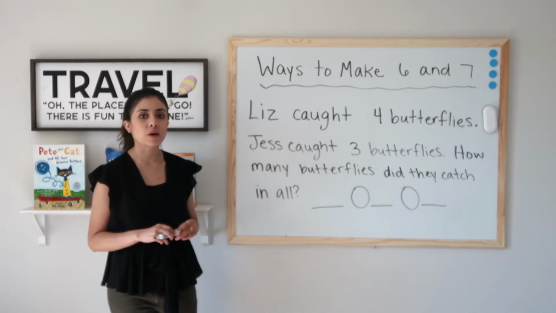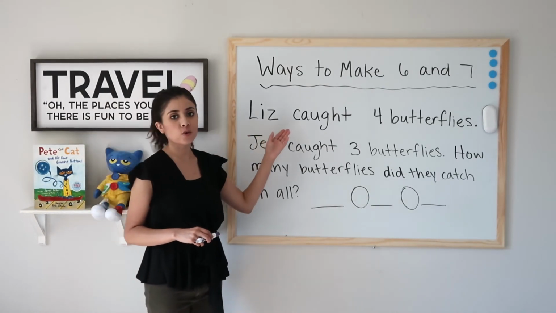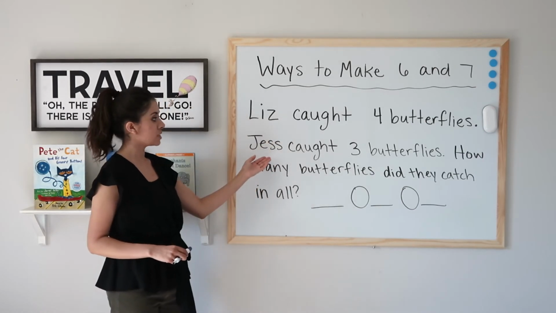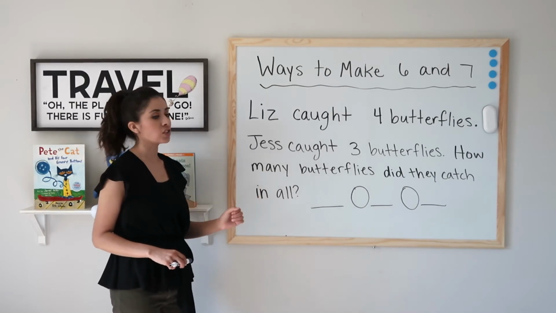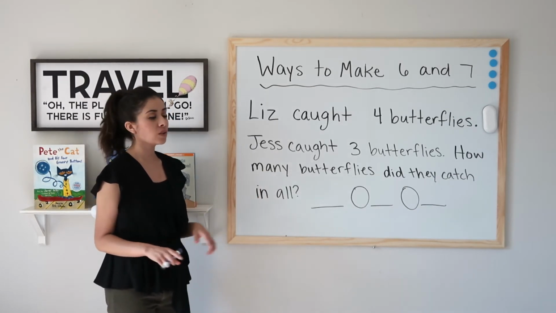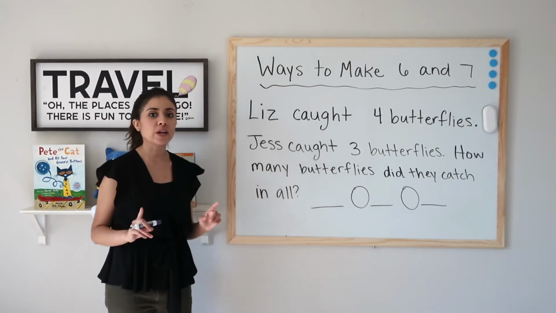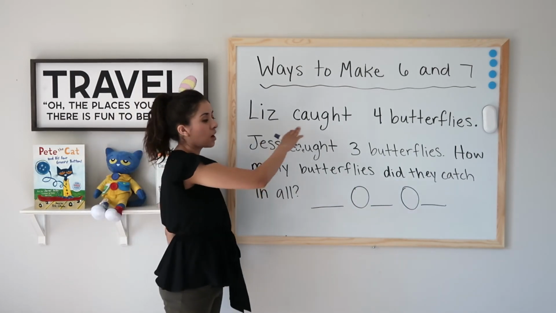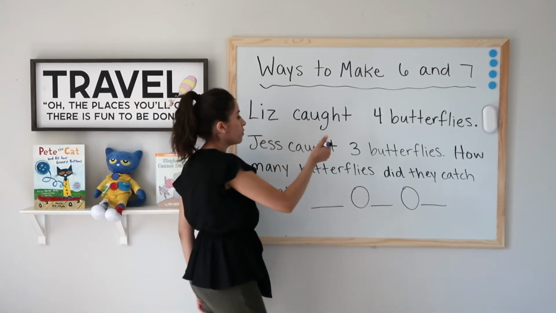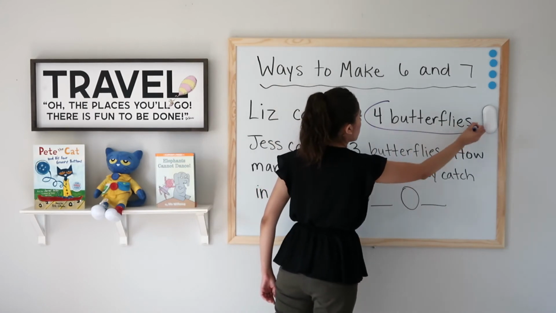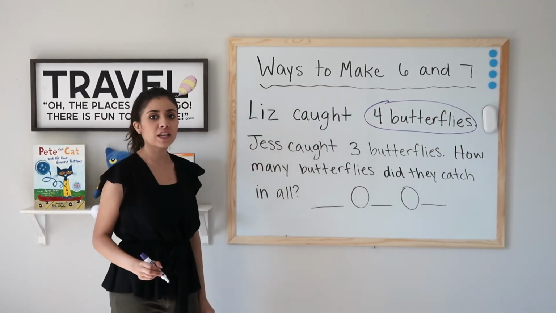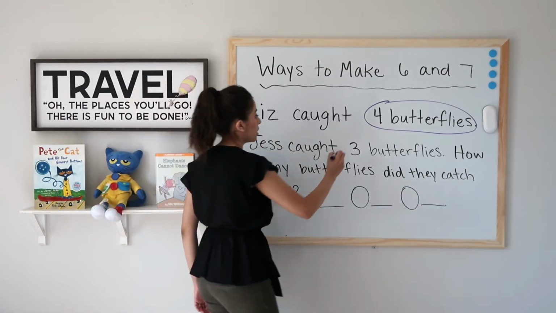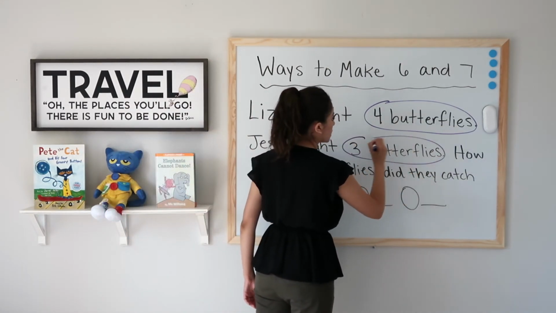Let's look at a word problem. Liz caught 4 butterflies. Jess caught 3 butterflies. How many butterflies did they catch in all? So let's start by circling what we already know. I know that Liz caught how many butterflies? 4. Good. 4 butterflies. Jess caught how many butterflies? 3. Good. 3 butterflies.